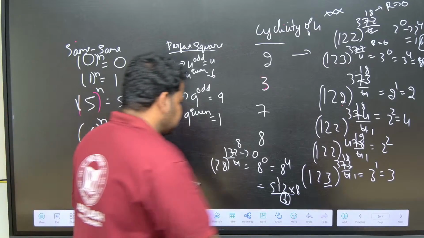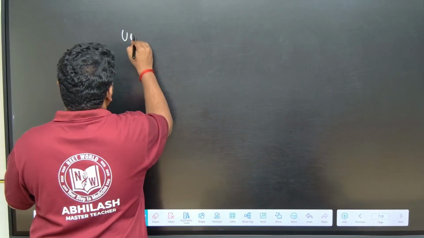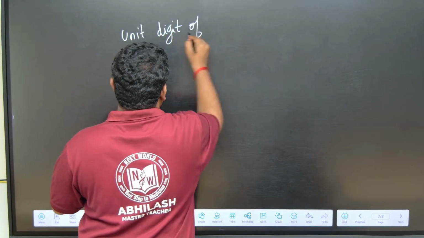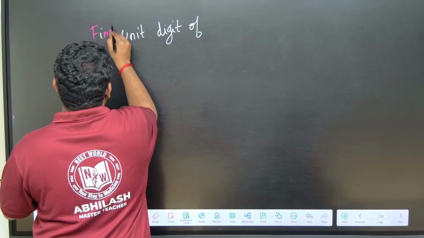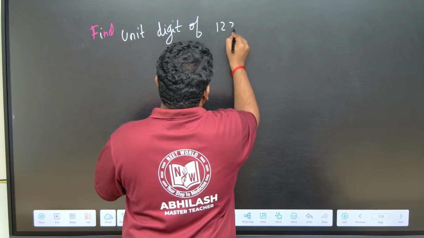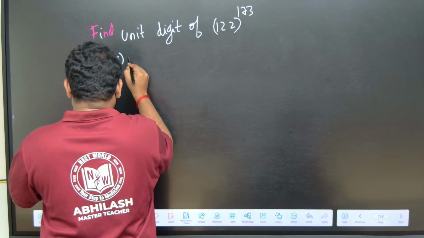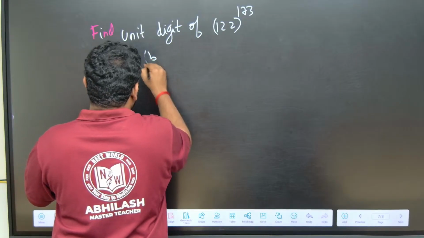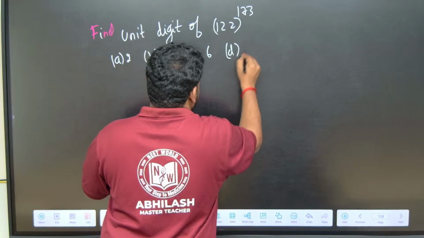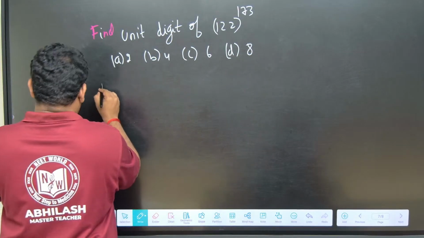They have asked in the examination, in the JLDL exam and also in some other exams, in CISR also, find the unit digit of. Please try this question: 122 to the power of 173. Option A is 2, B is 4, C is 6 and D is 8.